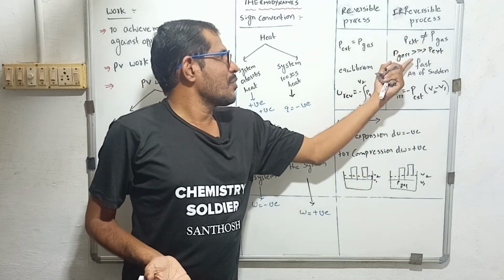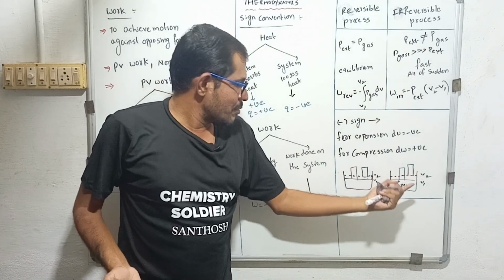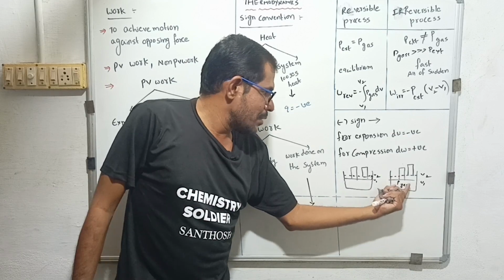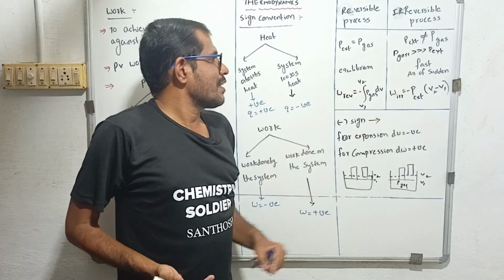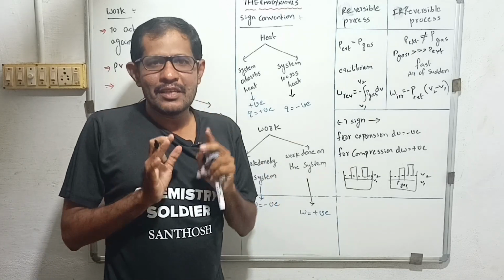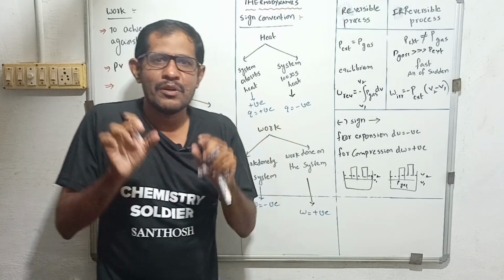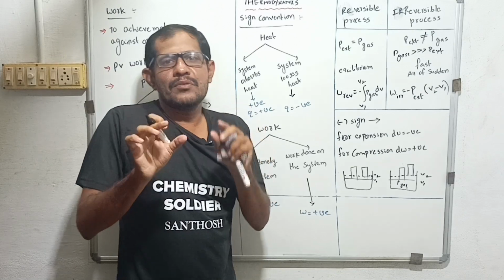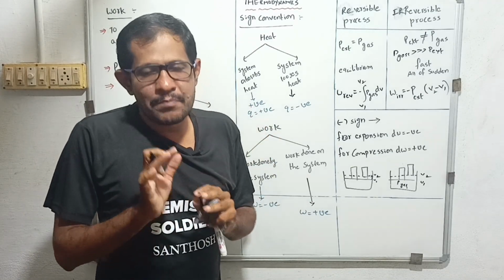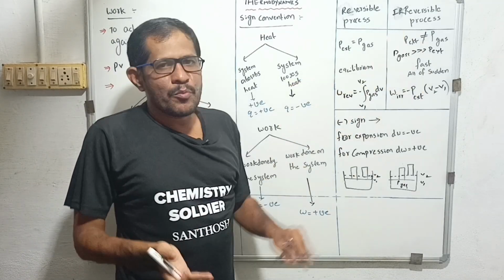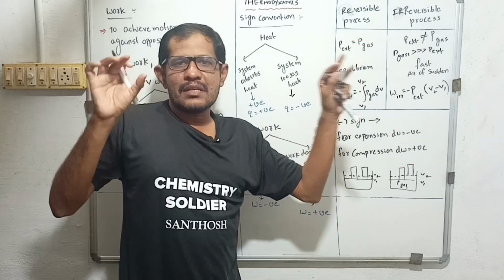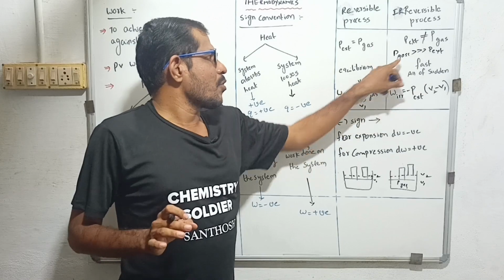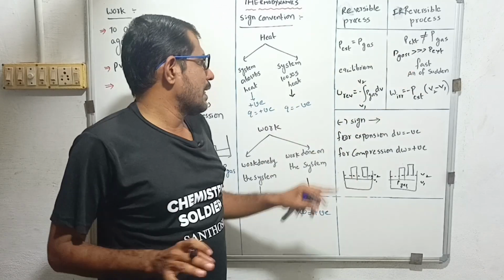So P external is not equal to P gas. For expansion, P gas pressure is much more than P external. So this is an irreversible process, right? I think you understand reversible and irreversible. A reversible process happens with an infinite number of steps. An irreversible process happens with a sudden change. For a reversible process, P external equals P gas. For an irreversible process, P external is not equal to P gas.